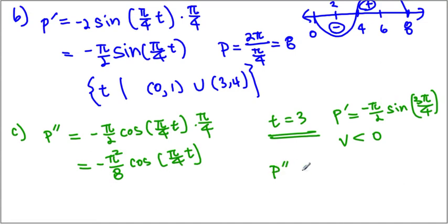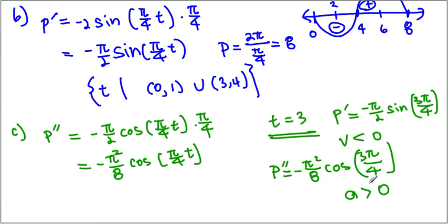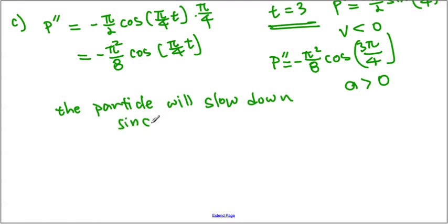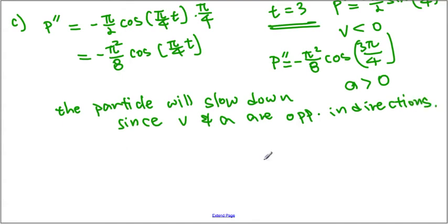But how about acceleration? P double prime. Negative pi squared over 8 and cosine of 3 pi over 4. Double derivative would have been this way, and then while cosine is in the second quadrant, cosine will be negative, while we have another negative that makes acceleration to be positive. Since the velocity and acceleration have different directions, so we realize the particle will slow down, since velocity and acceleration are opposite in directions. Alright, so that's basically what we can say.